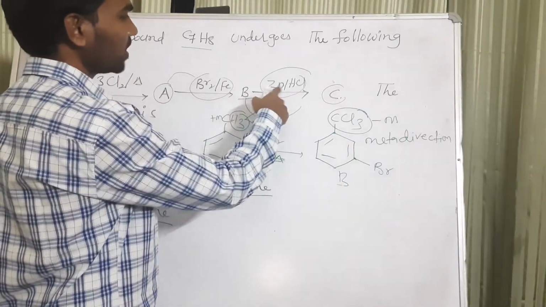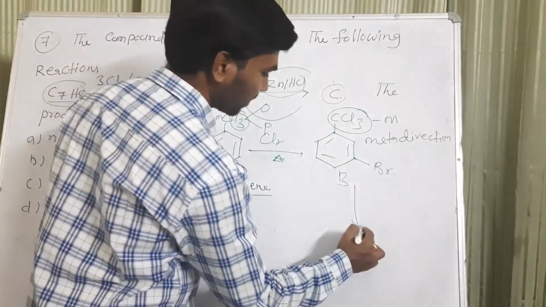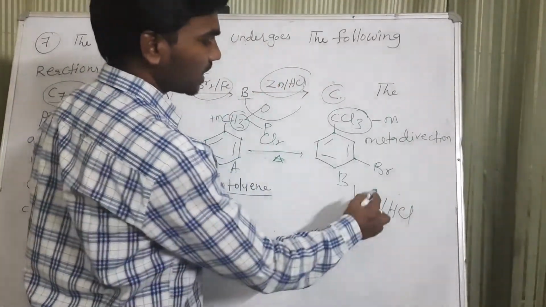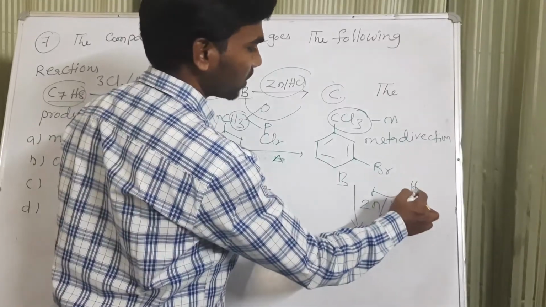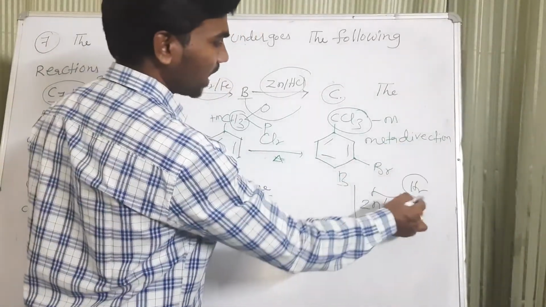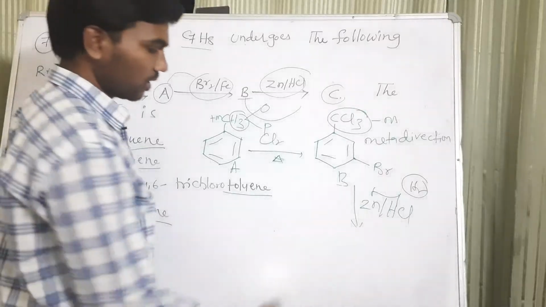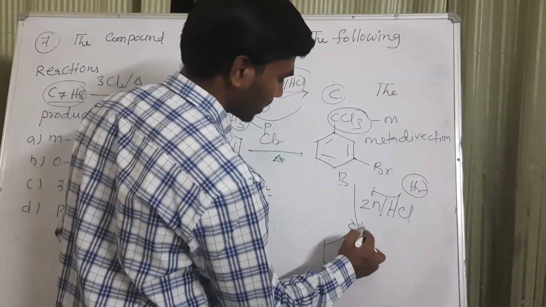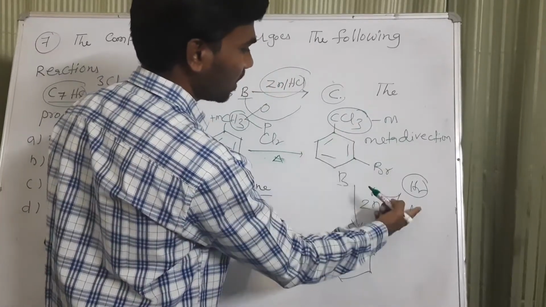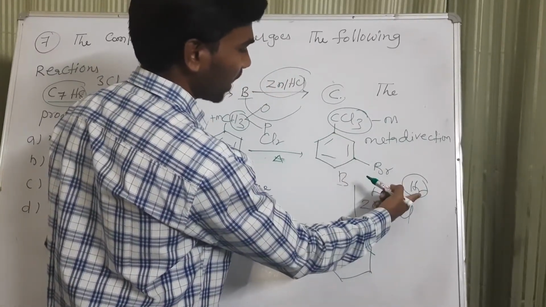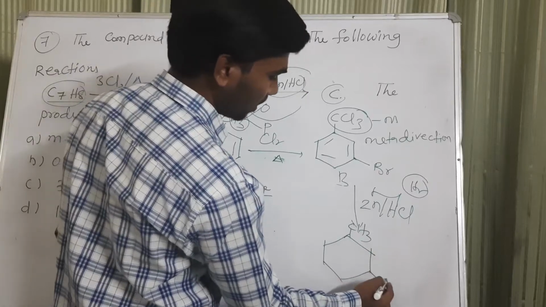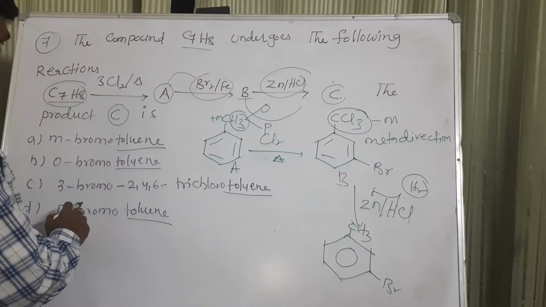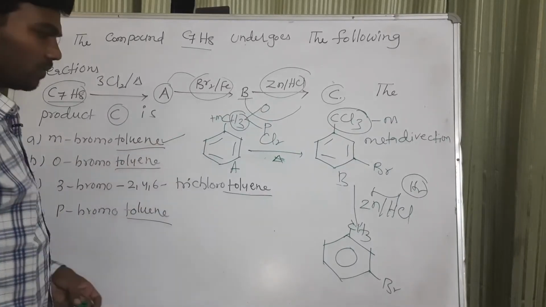This B is reacting with zinc and HCl. When zinc and HCl react together, it will produce hydrogen gas. This hydrogen gas will replace these chlorine atoms. In such a case, metabromotoluene will form: CH3, and instead of these three chlorines there are three hydrogens. So our option is metabromotoluene. So this one, option A, is our answer.